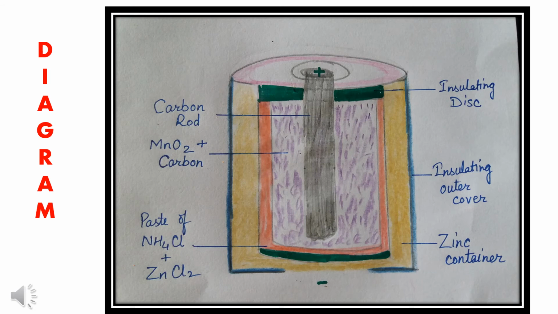Now coming to the diagram of a dry cell, let us start from the outer covering. You can see the outer insulating cover is marked with blue over here. If you open it up, you will find the zinc container, which is shown with a light brown color. Then the electrolyte, marked with red color in the diagram, is a paste of NH4Cl and ZnCl2. The positive terminal, the cathode, is the carbon rod, which is marked with black color. And a paste of manganese oxide and carbon surrounds the carbon rod.